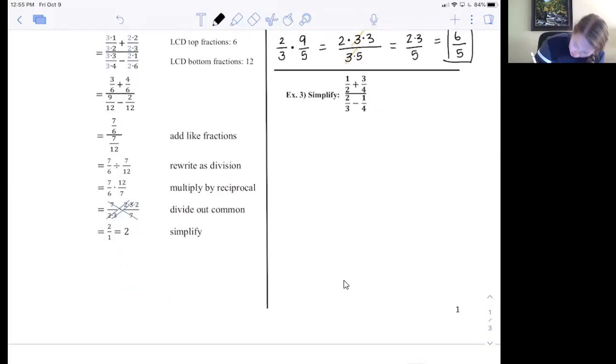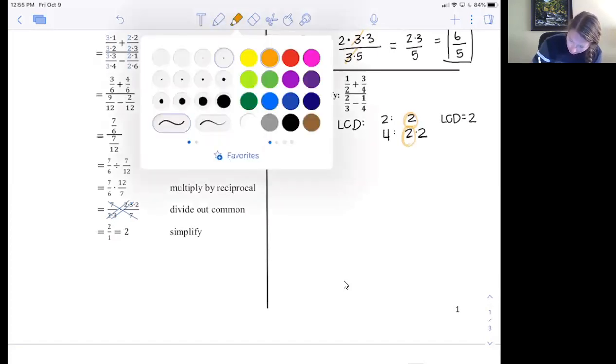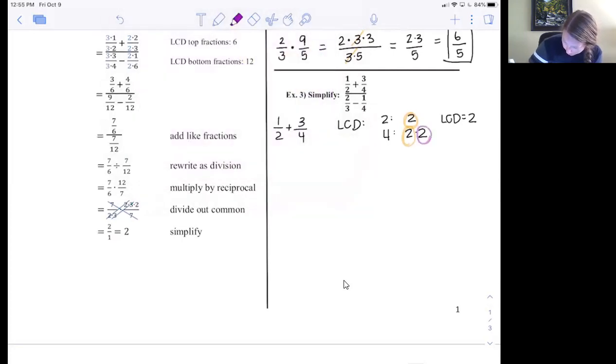So at first, I'm just going to look at 1/2 plus 3/4. We're adding, so I have to find a common denominator, the LCD. So 2 is just going to stay as 2. 4 I can rewrite as 2 times 2. So I look at what I have in common. I've got a 2 in both. So my LCD is going to have a 2 in it. And then I see, what do I have different? And I've got a 2.